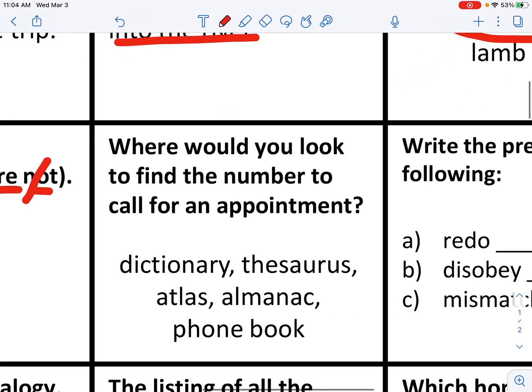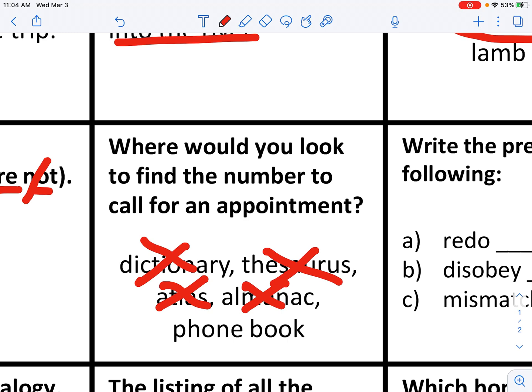Where would you look to find the number to call for an appointment? Dictionary? No, that tells you definitions. Thesaurus? No, that tells you synonyms. Atlas? No, that shows you maps. Almanac? No, that tells you facts. Phone book? Yes, that will tell you phone numbers.